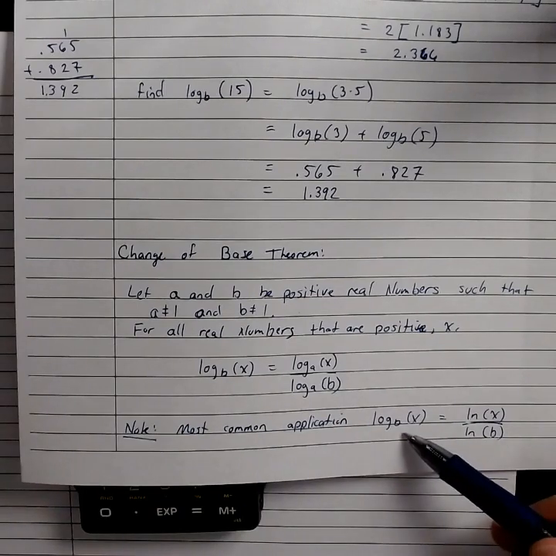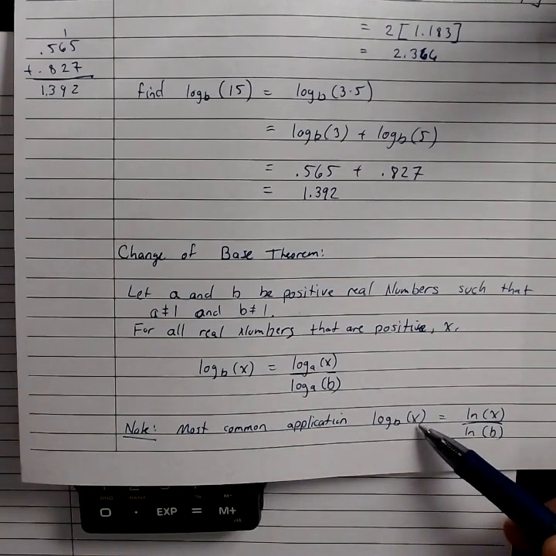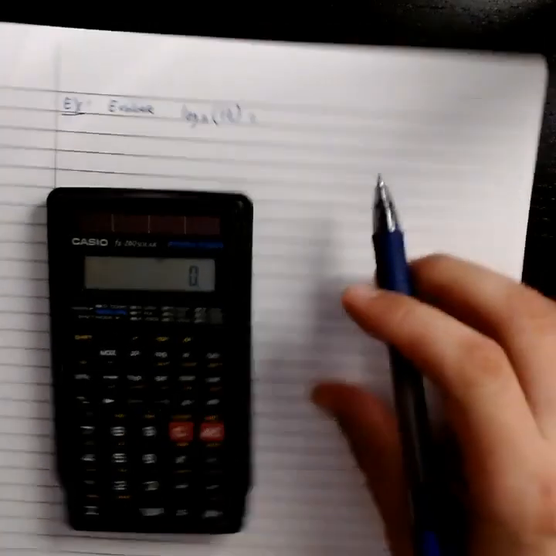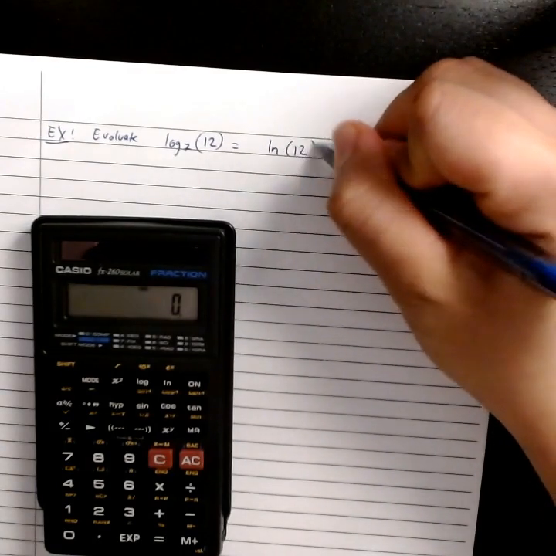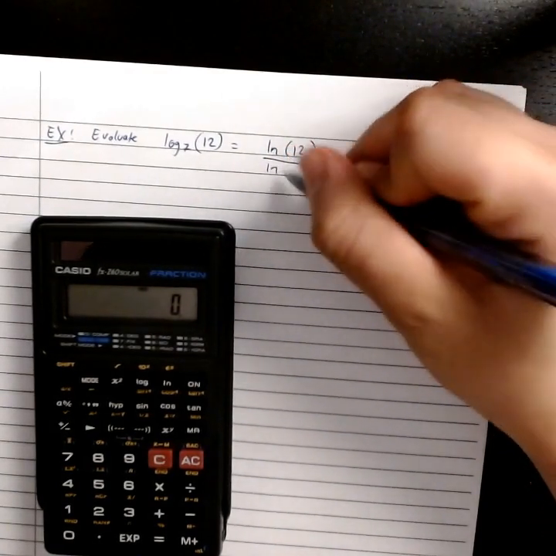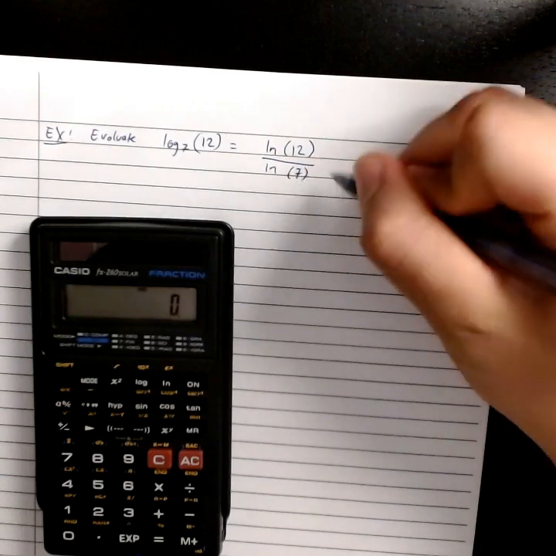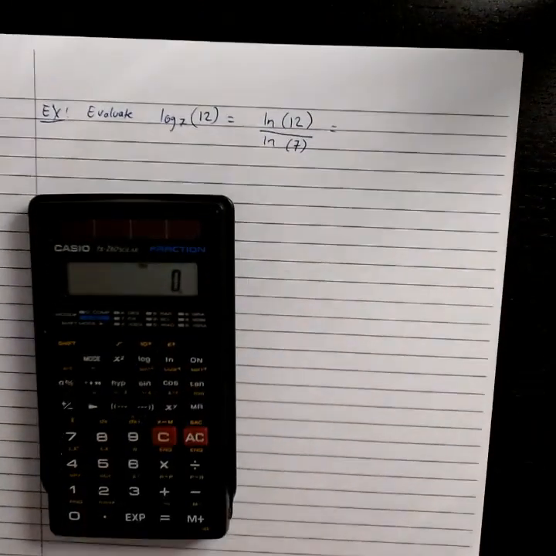Because if I have the logarithm base b of x, I can change that to the natural log of the argument divided by the natural log of the original base. So the way that'll look here is I can write this as the natural log of the argument, which is the number 12, divided by the natural log of the base, which is 7. And those I can type into a calculator.